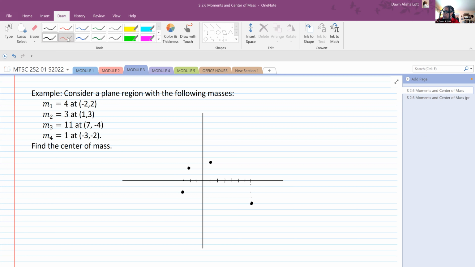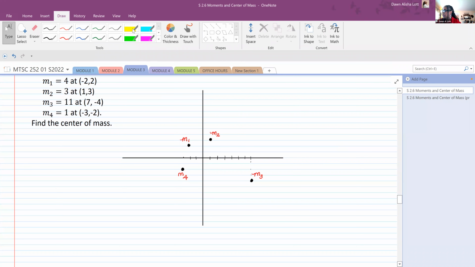So this one is M1. We had 1, 3 was M2. This was M3. And then this one is M4. Now, obviously, the center of mass is not going to be at the origin because this guy over here is going to throw us off. Okay, so the center of mass is not going to be at the origin. Okay, so now what do we do?